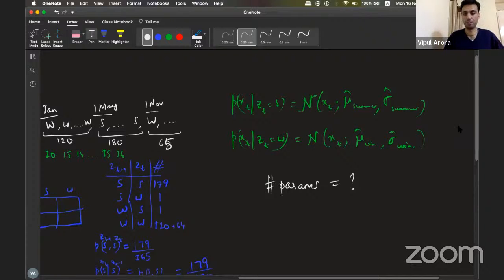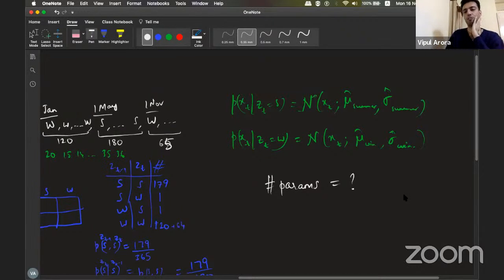Saksham says 4. Shivam says, can you specify? Oh, sorry, it is different. Okay. Is it 8? Okay. I think this question we should give in the quiz. It's a very simple question, but it makes you think.